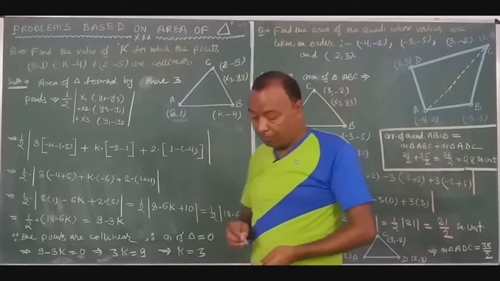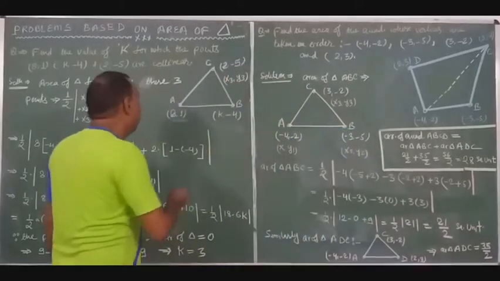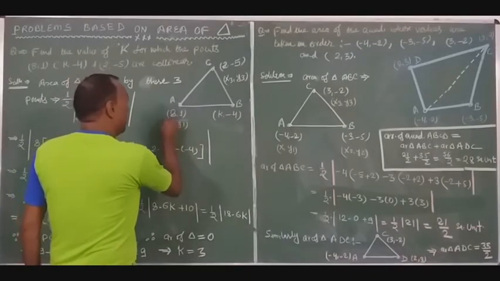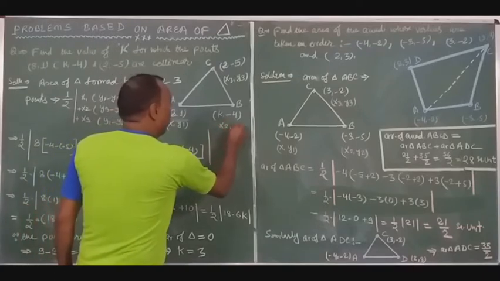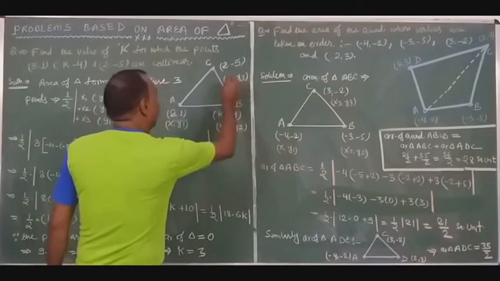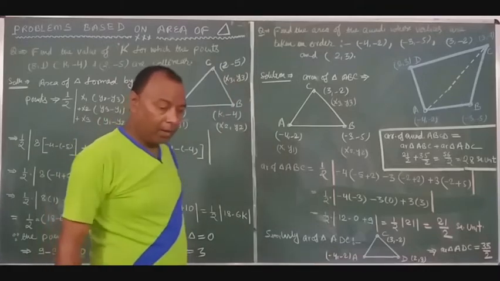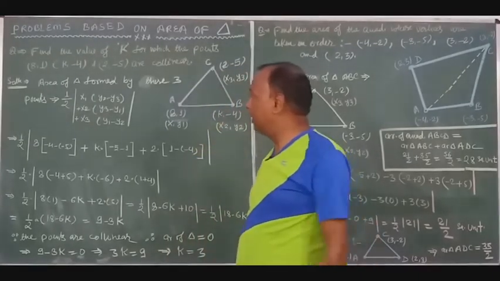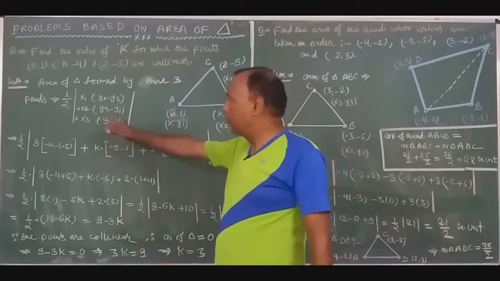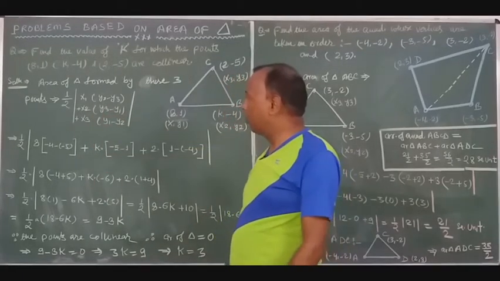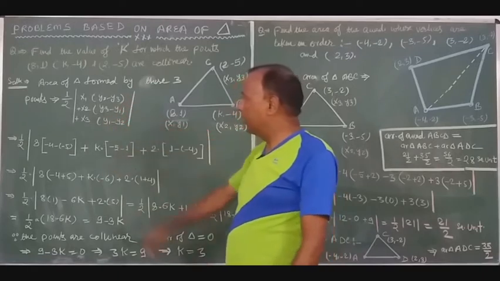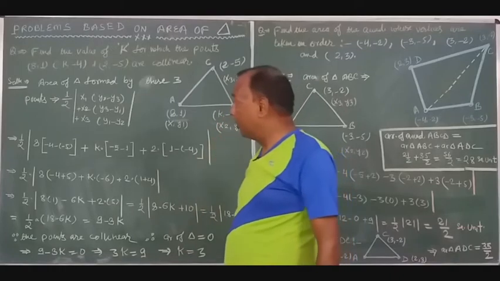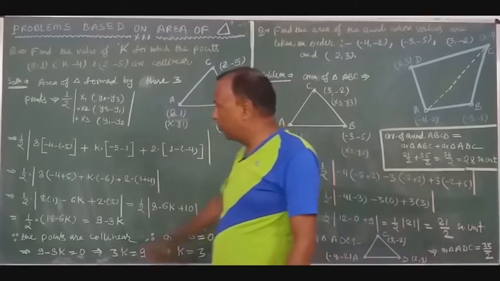Okay. So now just see, these are x1, y1, x2, y2, and this is x3, y3. Now the area of the triangle formed by these 3 points will be given by this formula: 1/2 into mod of x1 (y2 minus y3) plus x2 (y3 minus y1) plus x3 (y1 minus y2). Now just put the values of these.